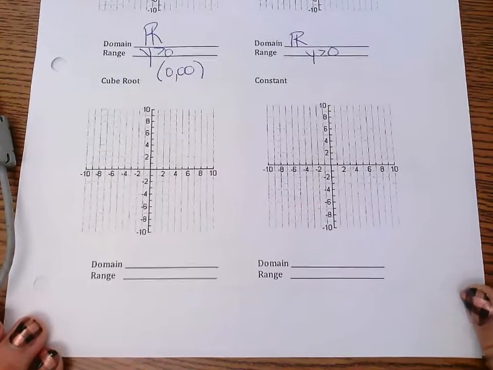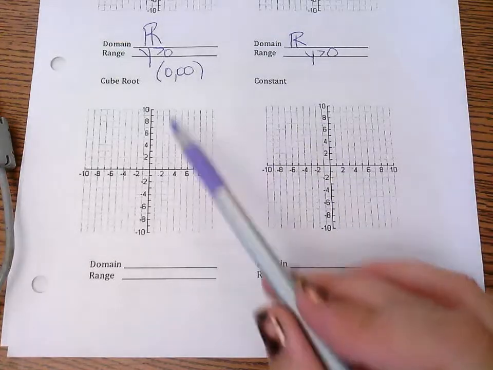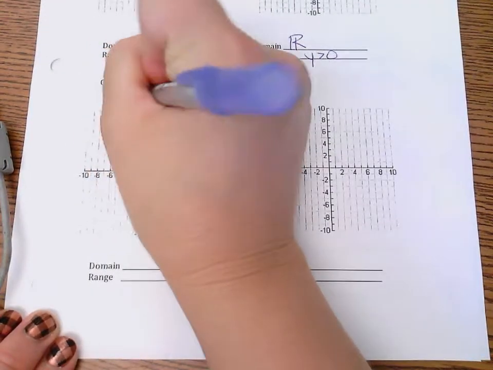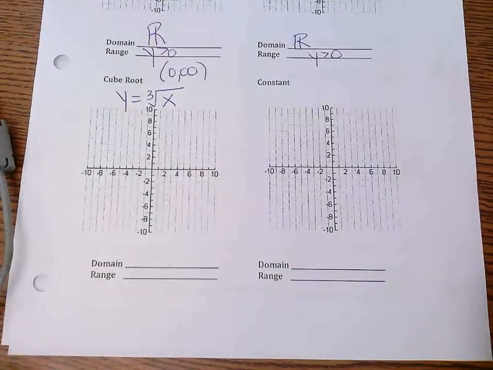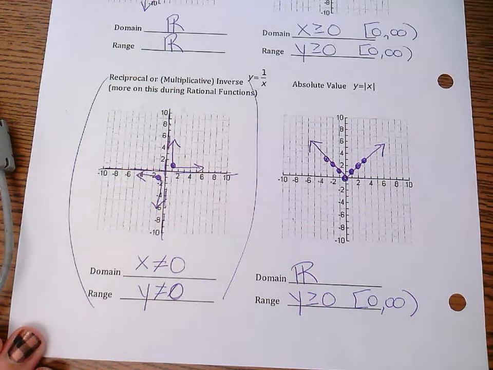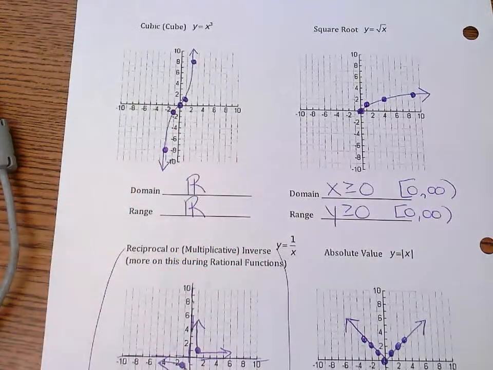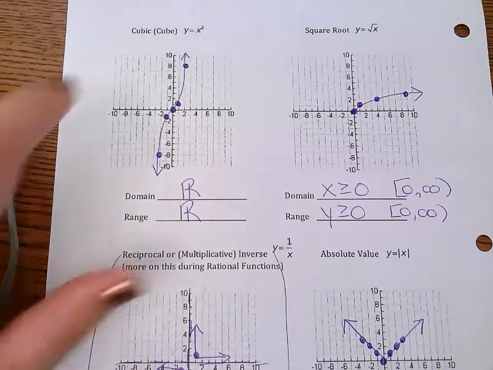All right, so the last two of our parent graphs, the cube root function, and I forgot to write the function down, so the cube root of x. So if I think about the perfect cubes, it is basically the inverse of our x cubed graph. So think about it as this graph turned sideways.